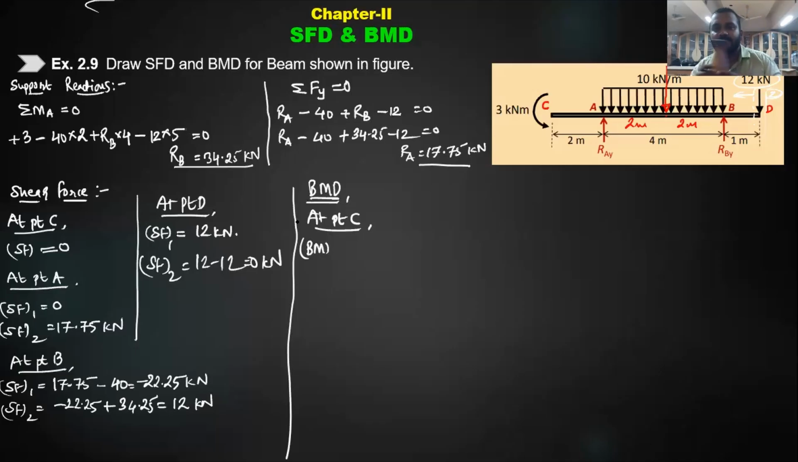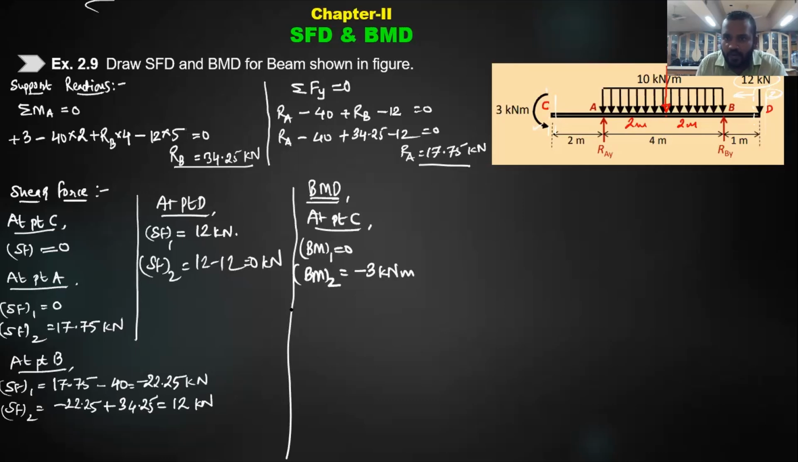We would be considering two sections, sir, because there is a moment at C. For the first section it will be 0, but for the second section it will be 3, or minus 3? Anti-clockwise is negative on the left hand side, right? Yes sir. It has to be minus 3 kilonewton meter.